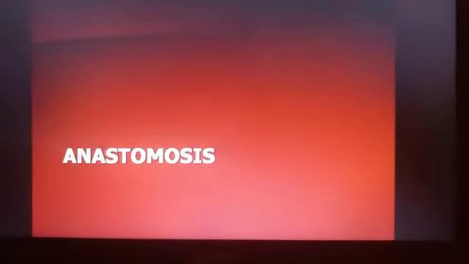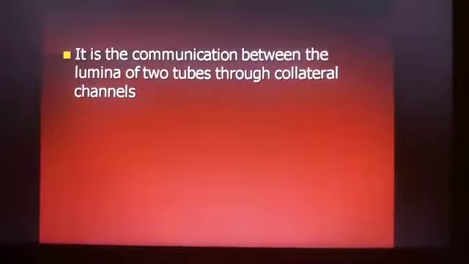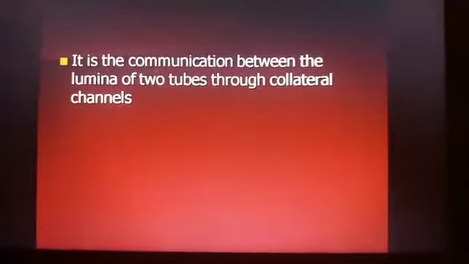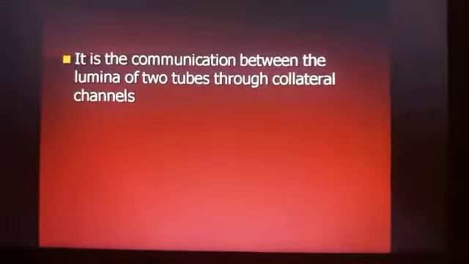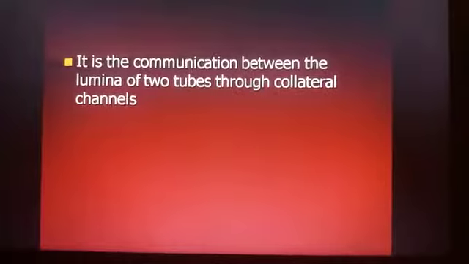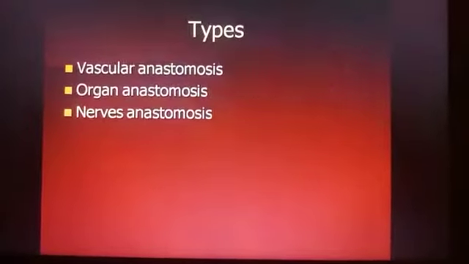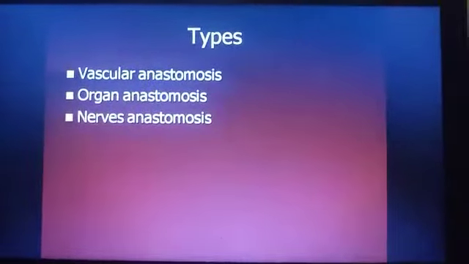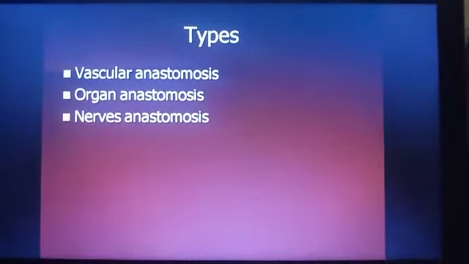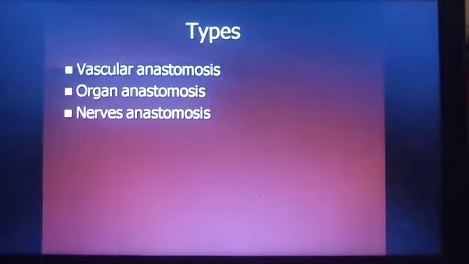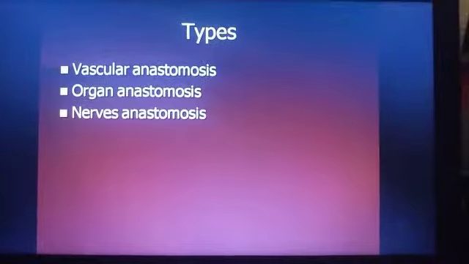I'm Dr. Sanya. This is my last lecture on the circulatory system, where we were left with the anastomosis. What is anastomosis? It is the communication between the lumina of two tubes through collateral channels. It has almost three types: vascular anastomosis, organ anastomosis, and nerves anastomosis.